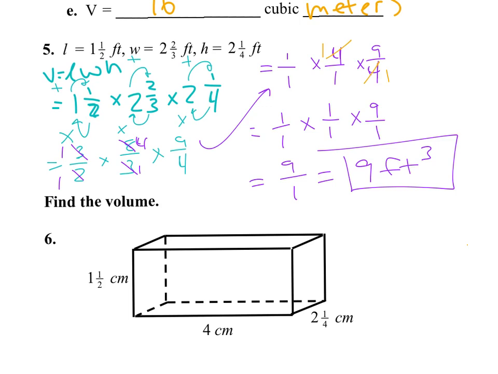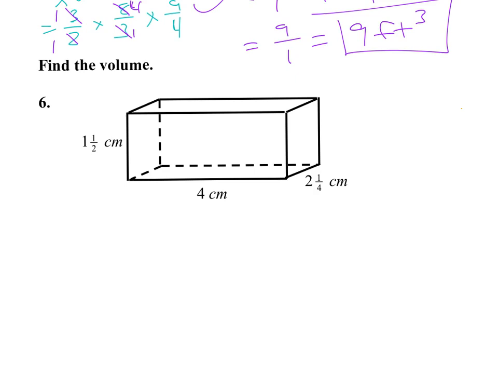Woo-wee! Last one, you guys. Let's check out number 6. Okay, here we go on number 6. Pretty simple. Find the volume. So start off with what we know. Here's our recipe. The volume equals the length times the width times the height. Let's go ahead and plug in what we know. The length is 4 times the width, which is 2 1/4, times the height, which is 1 1/2.